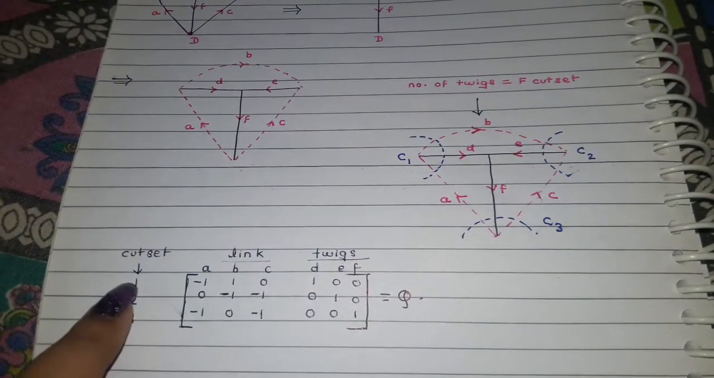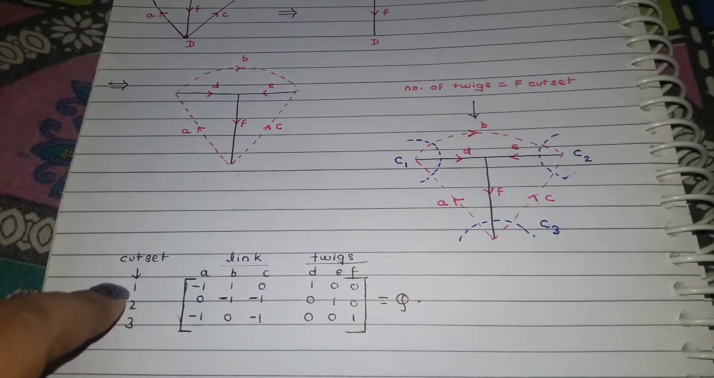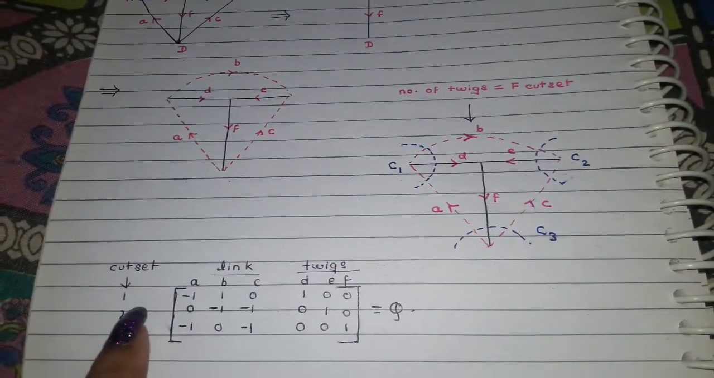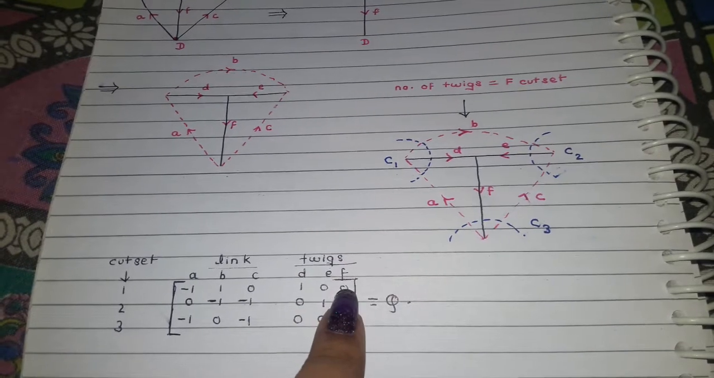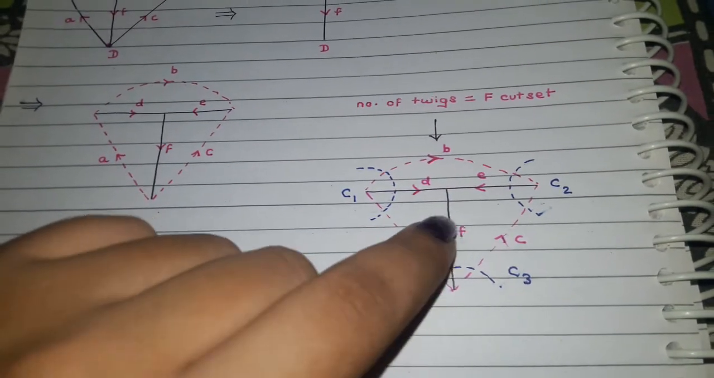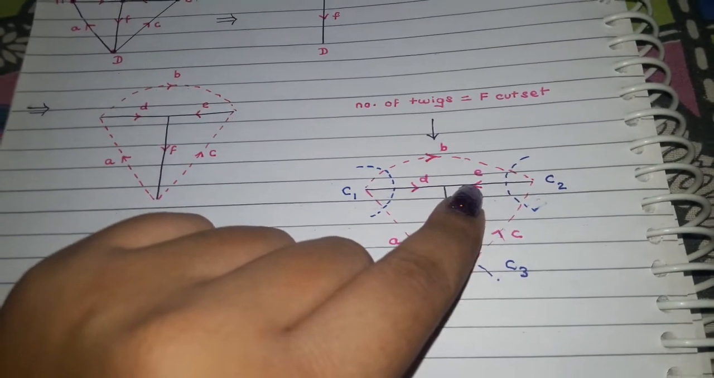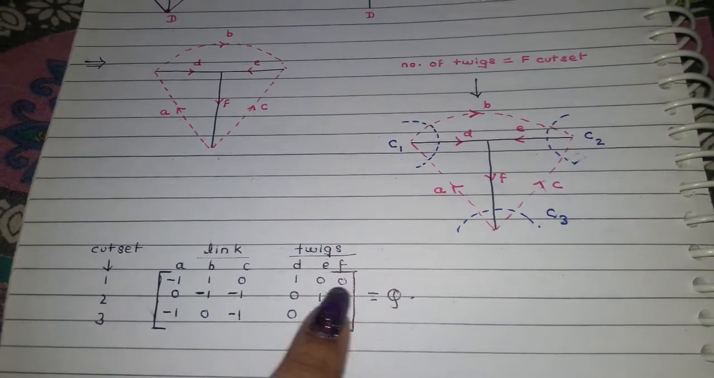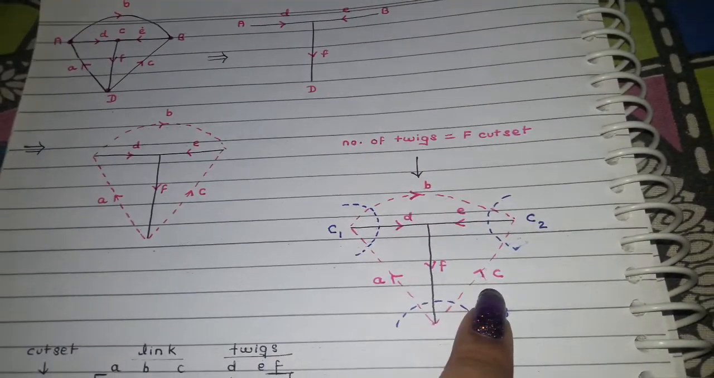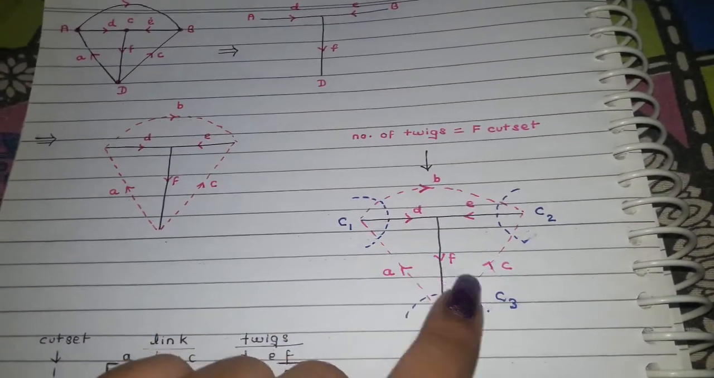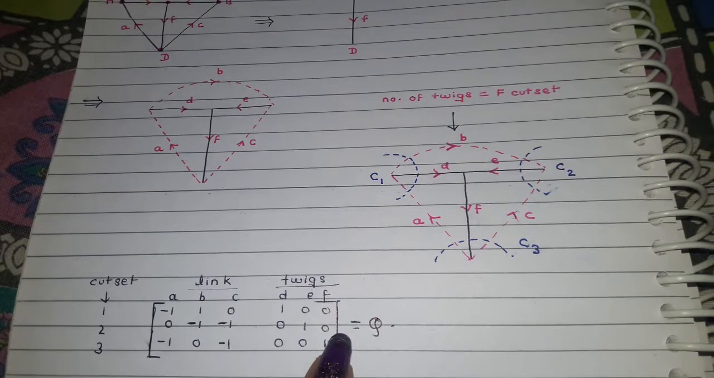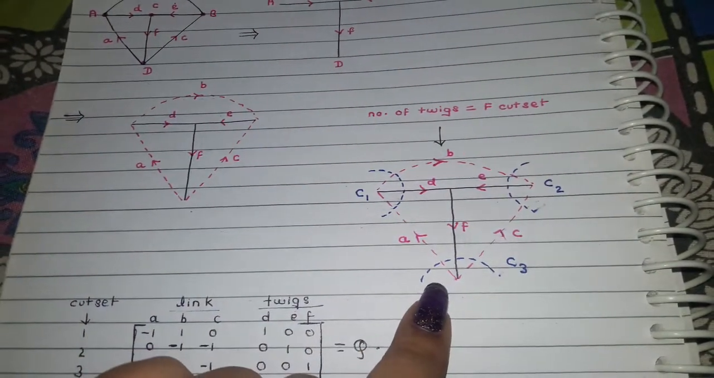Now we take one cut set at a time and assign values. First, we take all the branches that are not connected to that cut set. Here you see in cut set number 1 only B, D and A are connected, and the rest, F, C and E, will be assigned 0. Same goes for cut set number 2. You can see that only B, E and C are connected. D, F and A are not connected, so D, F and A are assigned 0. We follow this for all the cut sets.